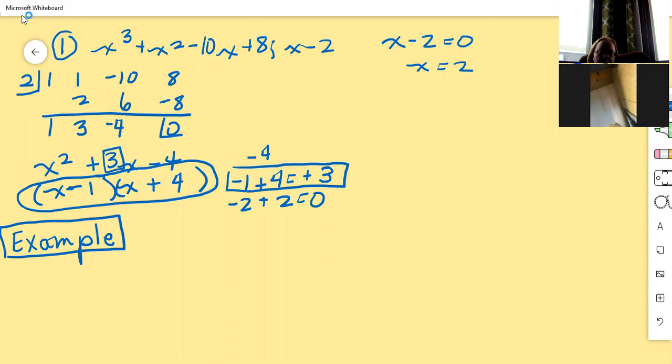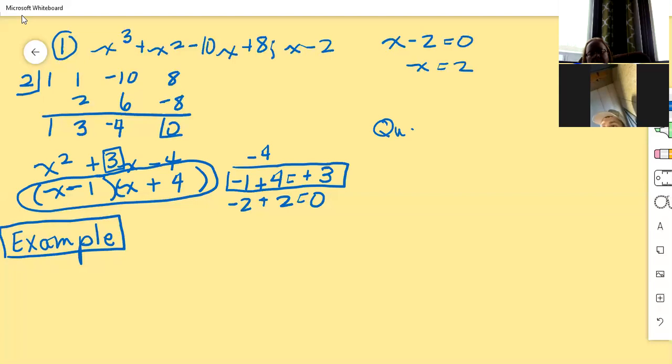Isn't that from like the quadratic formula thing? Yep, the quadratic formula. It's all tying everything together. Okay, that makes more sense now. So you could use the quadratic formula if you wanted to.